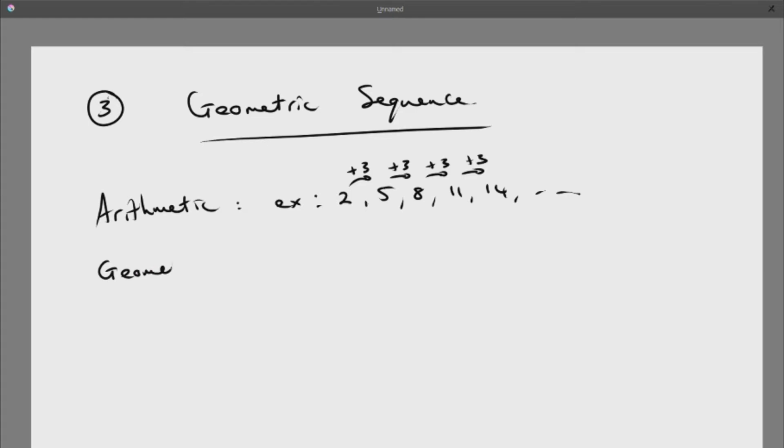When we instead multiply by the same number every time, we'll call that a geometric sequence. For example, I could decide I want to multiply by 3. Then 2 becomes a 6. Multiply by 3 to get 18. Multiply by 3 to get 54.